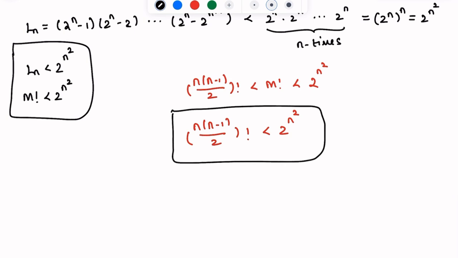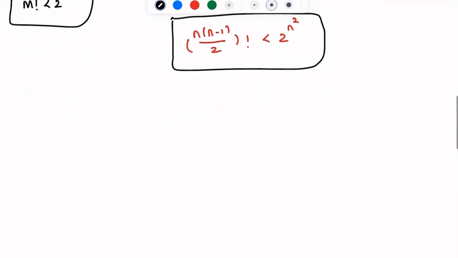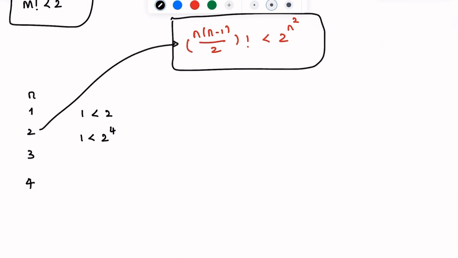And we're left wondering, well, is this true? Is this inequality correct? Okay, let's check it out. And, just for time purposes, I'm going to tell you that it works for 1, 2, 3, and 4. And it's very easy to verify because 1 is less than 2 for 1. 1 is less than 2 to the power of 4 for 2. I'm just putting n is 2 into here.